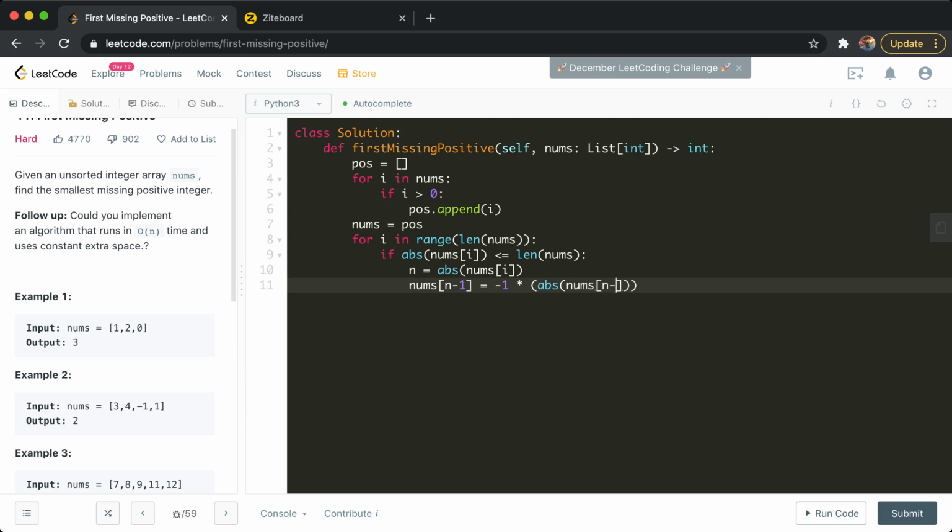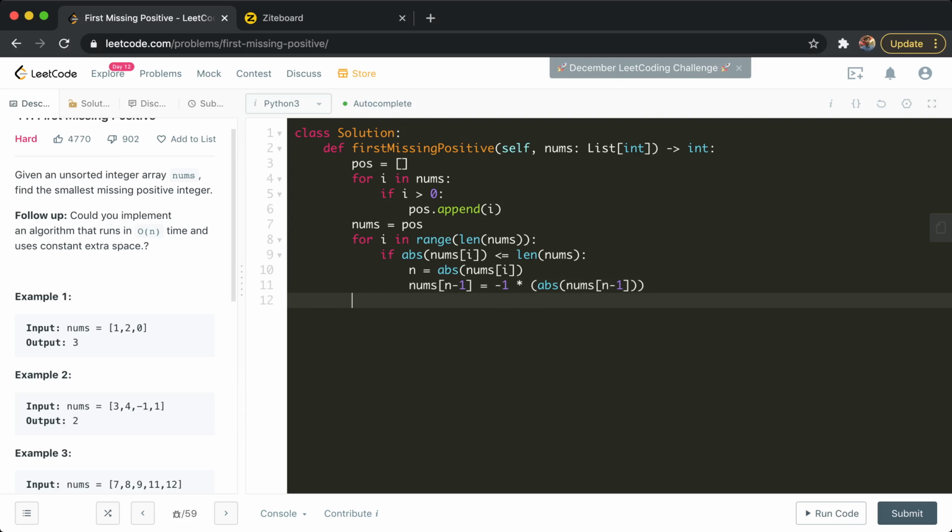That's it. Why are we doing n minus 1? N minus 1 is for the indexing of that. The number is 1 based, but the index has to be 0 based, right? That's why we are doing minus 1. Once this is done, we have already marked it.